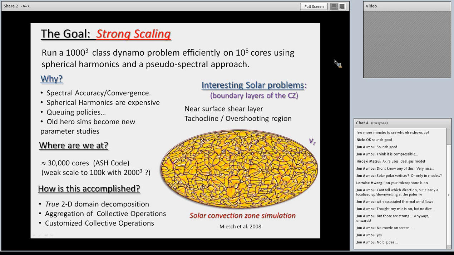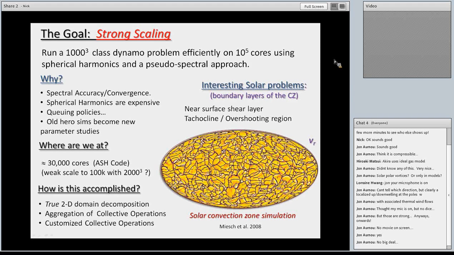And so you might say, well, why spherical harmonics? Well, it's nice, spectral accuracy, spectral convergence, but they are expensive. So it's useful to have a large number of processes for these things. And also some machines, the queuing policies will actually prevent smaller jobs from getting through. So if you can grab a large number of cores for your simulation, that's a good thing.